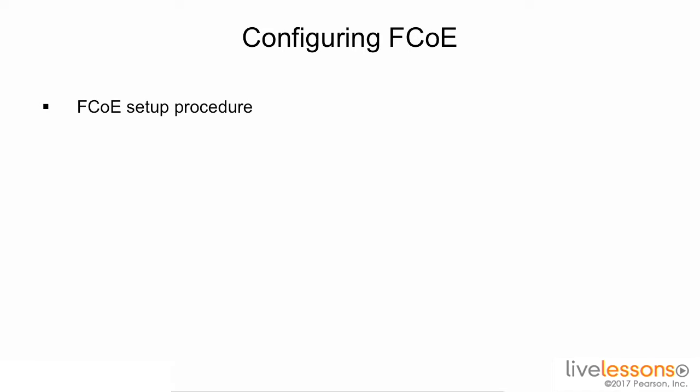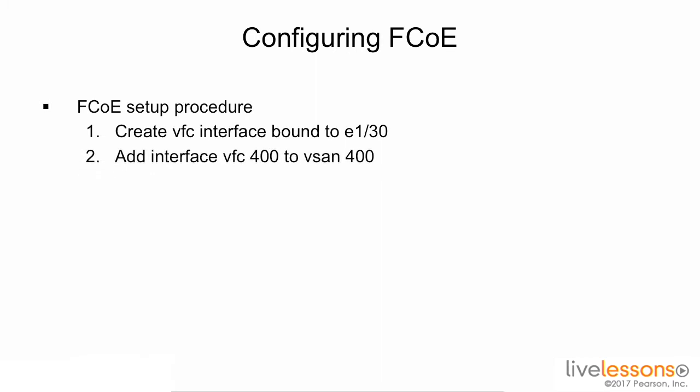As we continue our setup procedures, we have already created our VLANs and our vSANs and turned on the Fiber Channel over Ethernet functionality. Now we want to create our virtual Fiber Channel interface, and we want to associate that virtual Fiber Channel interface with the Ethernet 1/30. We then want to add that virtual Fiber Channel interface to vSAN 400. We also want to make sure that VLAN 400 is associated with vSAN 400, and we want to make sure that that's an FCoE VLAN.